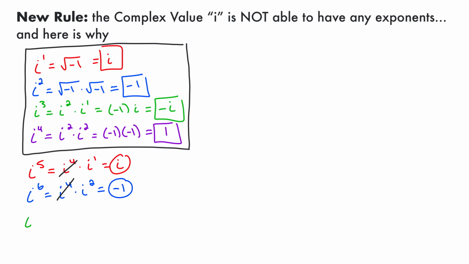Let's try i to the seventh power. That's just i to the fourth times i to the third. But I already know what i to the fourth is. That's just 1. So it's 1 times i to the third, which I know is equal to negative i. So this is negative i. I wonder what i to the 8th power is. Hopefully you're starting to pick up on a pattern. That's just 1. Last I checked, 1 times 1 is equal to 1.